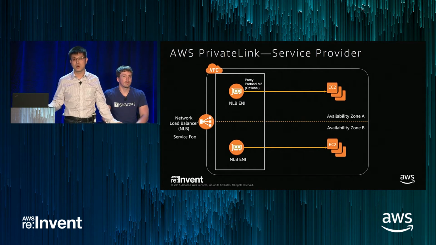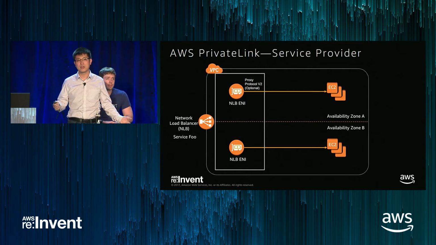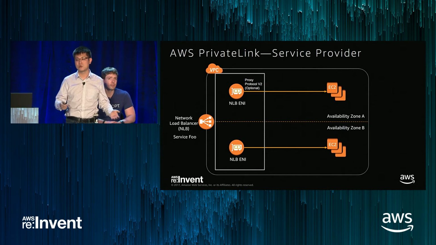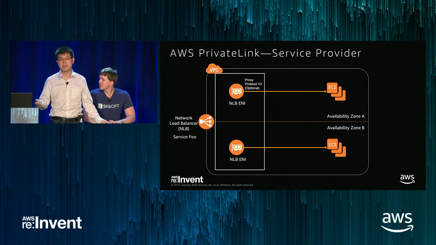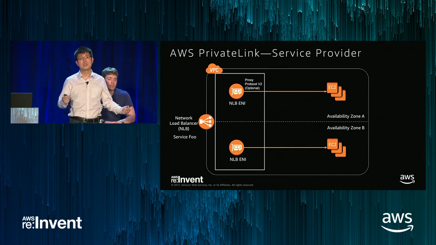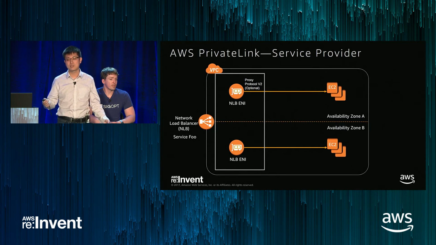So here's how it works on the service provider side. Let's say you are a service owner and you want the service to be shared to other VPCs. You just need to establish a network load balancer and point the load balancer to the instances behind it. Then you just register the service with that. After that, you will just whitelist your customers. Now your customers can establish endpoints in their VPC to connect to your load balancer.